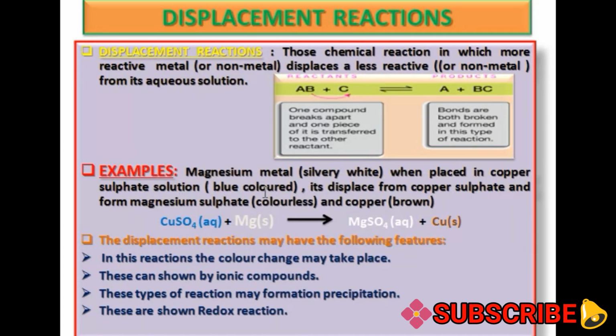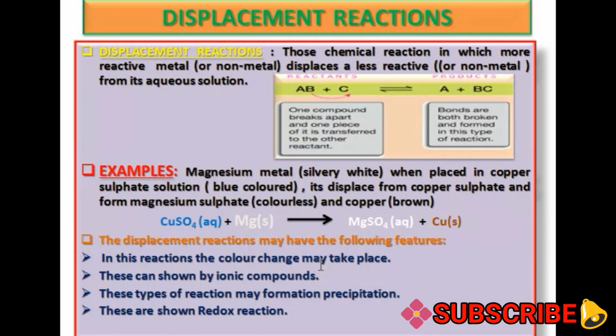Example: magnesium metal, silvery white, when placed in copper sulfate solution, blue colored, displaces copper from copper sulfate and forms magnesium sulfate, which is colorless, and the copper becomes brown in color.